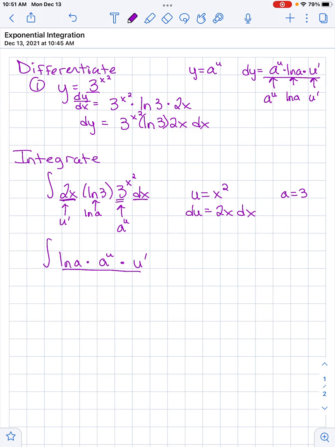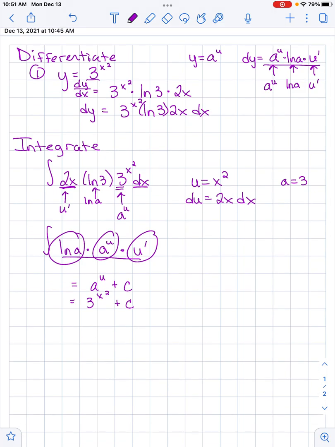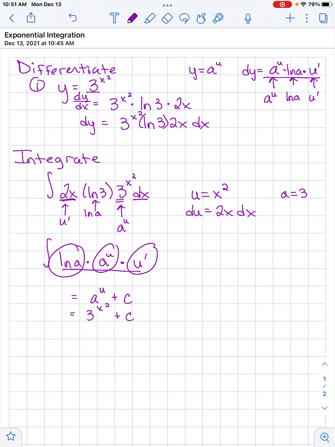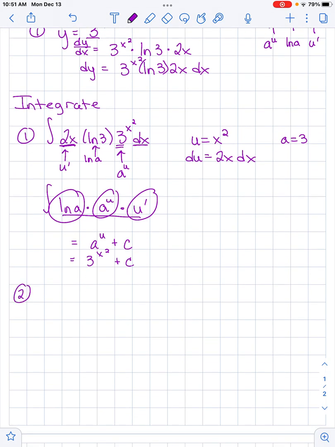So the antiderivative of those three things, in other words, the function that gave us this as the derivative, is a to the u plus some constant. Well, in our case, a is 3 and u is x squared. Because I had all three parts, those three parts were really important, I was able to find the antiderivative because it had all of the key ingredients for the derivative of an exponential. Let's try another one. There was a lot going on there. Let's try a second one.